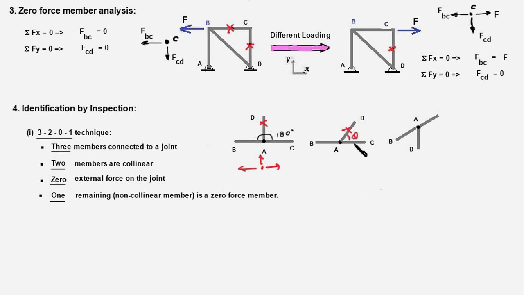Suppose this angle is theta. Then the force in member AD is in this direction, and when you take its component in the y direction, it will be FAD sine theta, and sine theta is not equal to 0, therefore FAD will be 0. In other words, this member AD would be a zero force member.